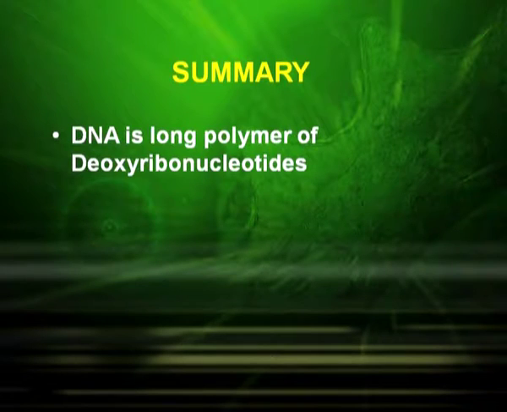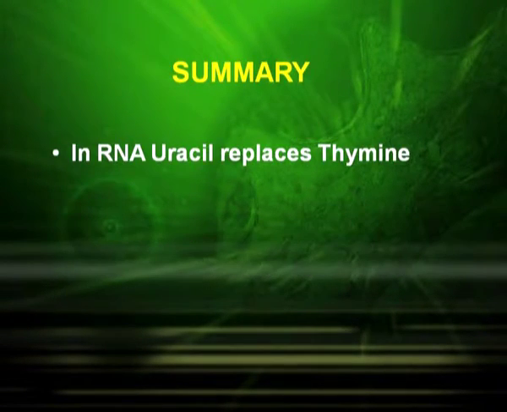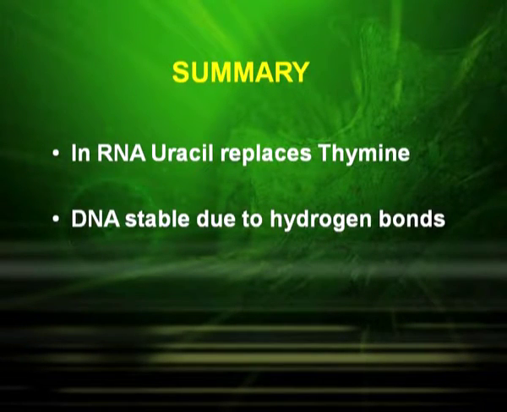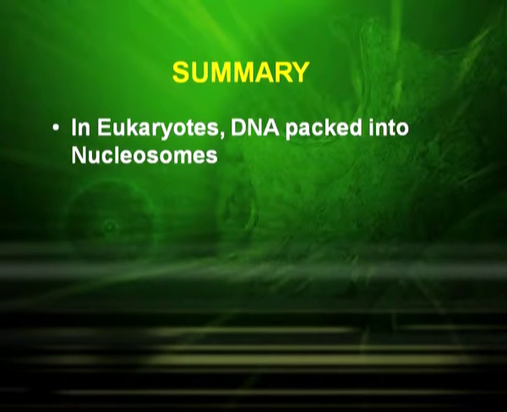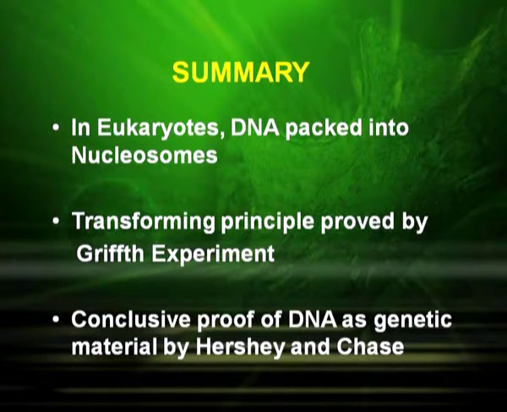Now, let us see the summary of the experiment. The DNA is a long polymer of deoxyribonucleotides. The three components of DNA are nitrogenous base, pentose sugar, and phosphate. In RNA, uracil replaces thymine. The DNA is stable due to hydrogen bonds. In eukaryotes, DNA is packed into nucleosomes. The transforming principle was proved by Griffith's experiment, and the conclusive proof of DNA as genetic material was given by Hershey and Chase. Now, you can check your understanding with the following questions.